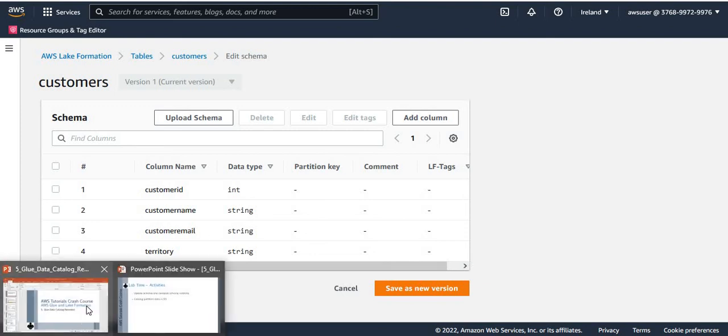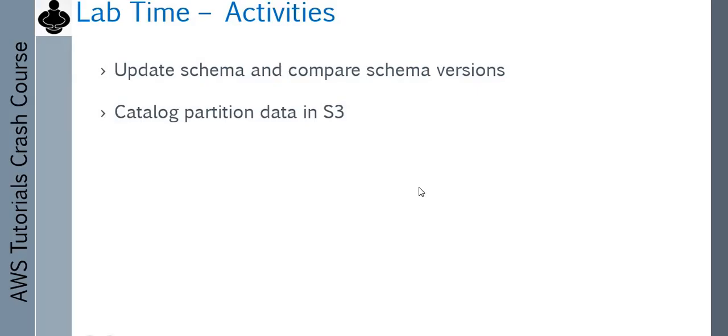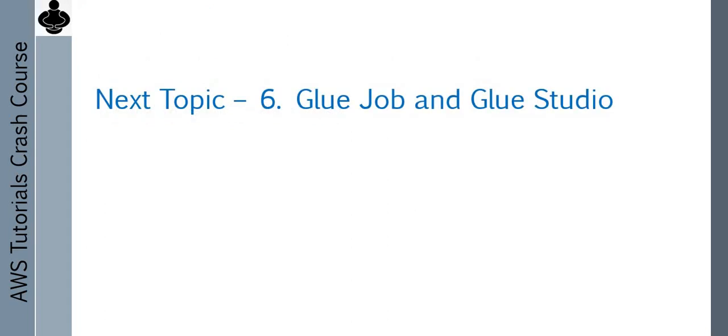So that was the lab I wanted to do for this particular module, where you learn about schema versioning, partitioning, and also setting up properties for your columns and the table. The next module is where we talk about the Glue job, which can be used to create ETL jobs for your data. We also learn about Glue Studio, which is a feature you can use to author or create your Glue job.